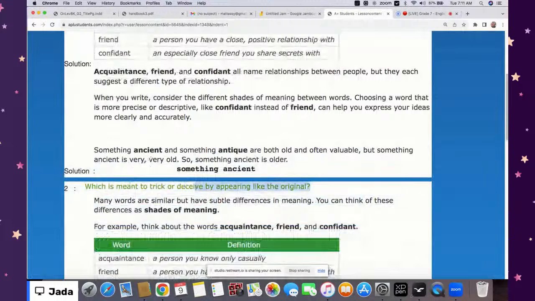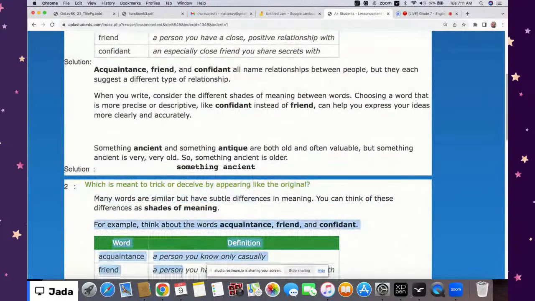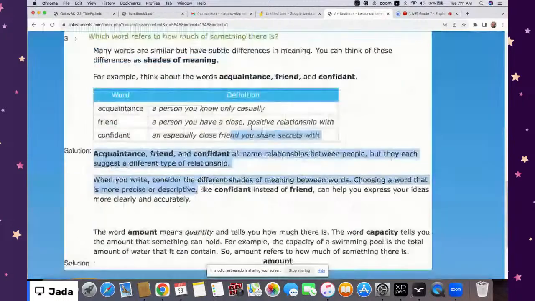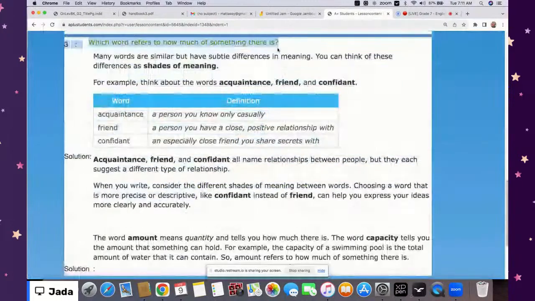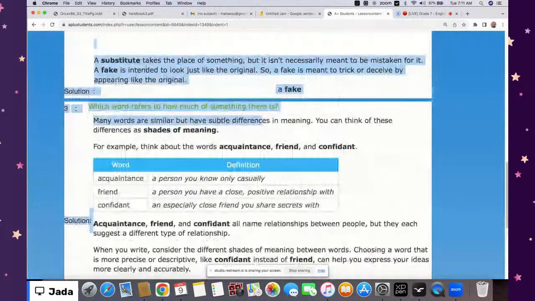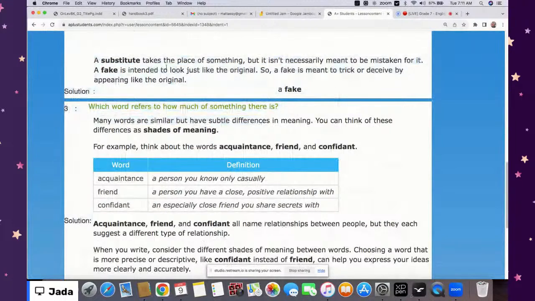Which is meant to trick or deceive by appearing like the original? A substitute takes the place of something, but it isn't necessarily meant to be mistaken for it. A fake is intended to look just like the original.